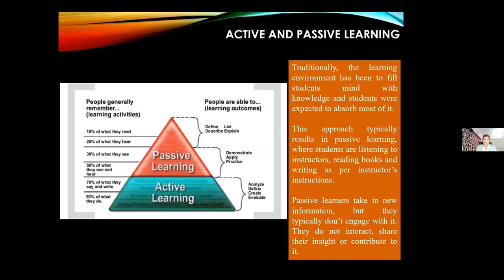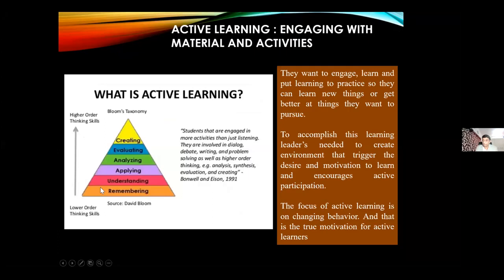And if a teacher is dictating something, they have to write it down and then mug it up. They are just supposed to absorb knowledge. As you see in the pyramid here, remembering is what passive learning gives you. You just remember the things. Don't do anything else. At the most, there will be understanding if some students are very bright.